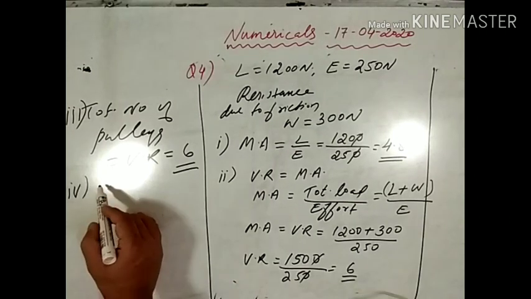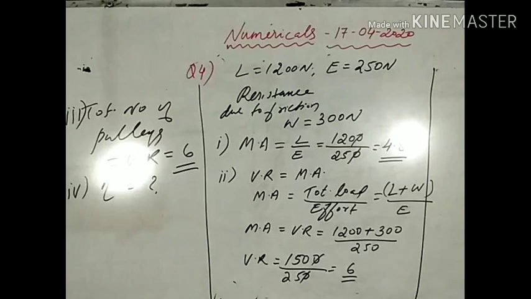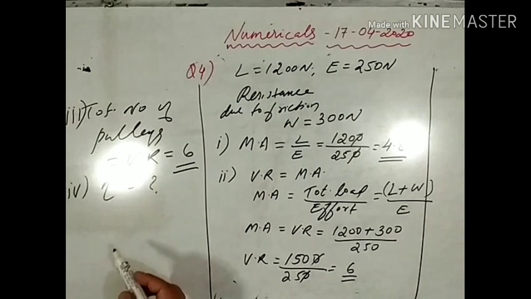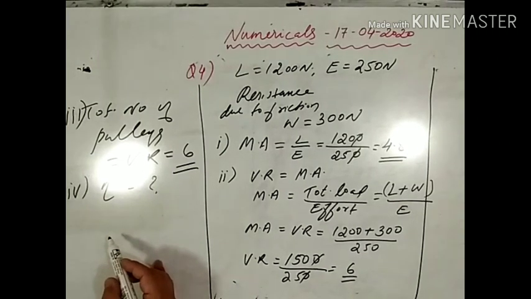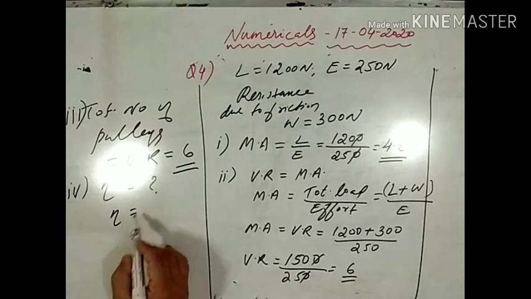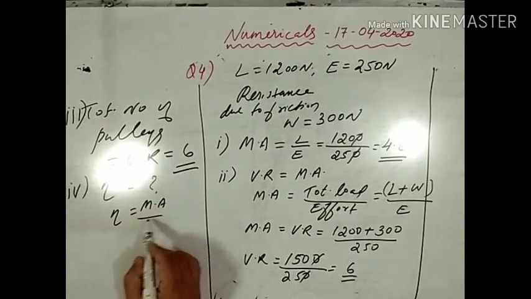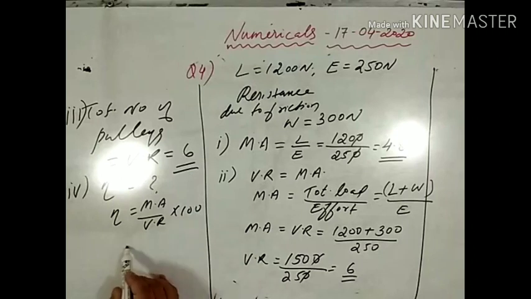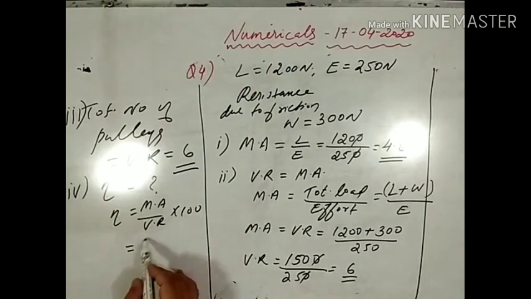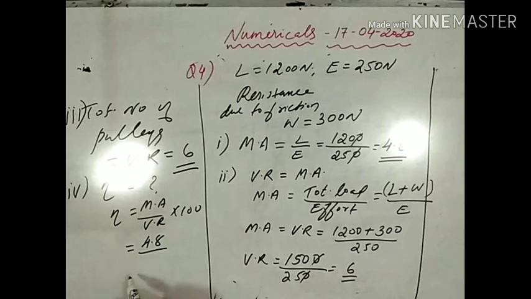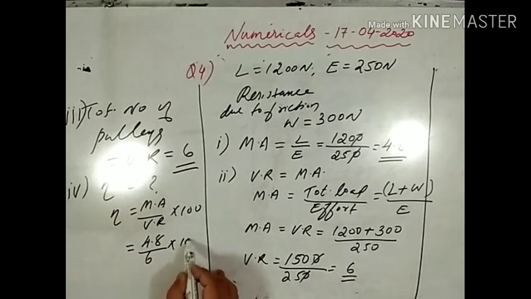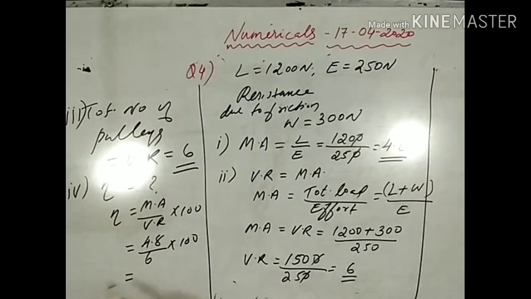Efficiency of the system. You have to calculate efficiency. What is the efficiency there? Very simple. We know all the quantities there, just substitute, direct substitution. Efficiency eta is equal to MA upon VR into 100. We know the value of mechanical advantage, 4.8. We know the value of velocity ratio as 6, into 100. Just solve and see. Very carefully, we are getting it as 80%. So we got the value of efficiency as 80%.